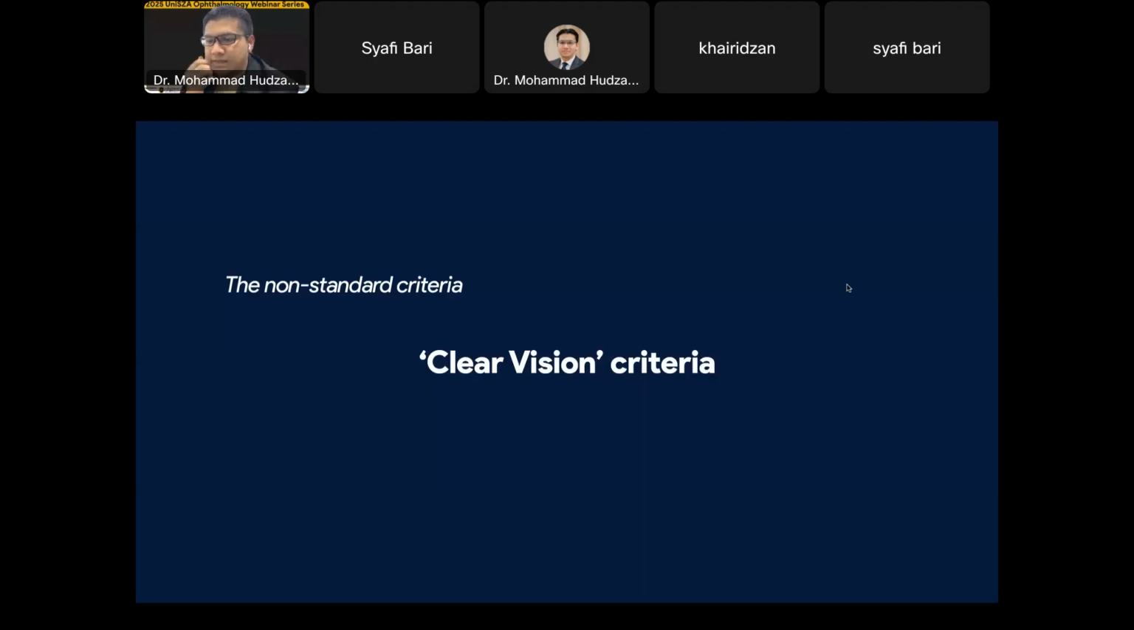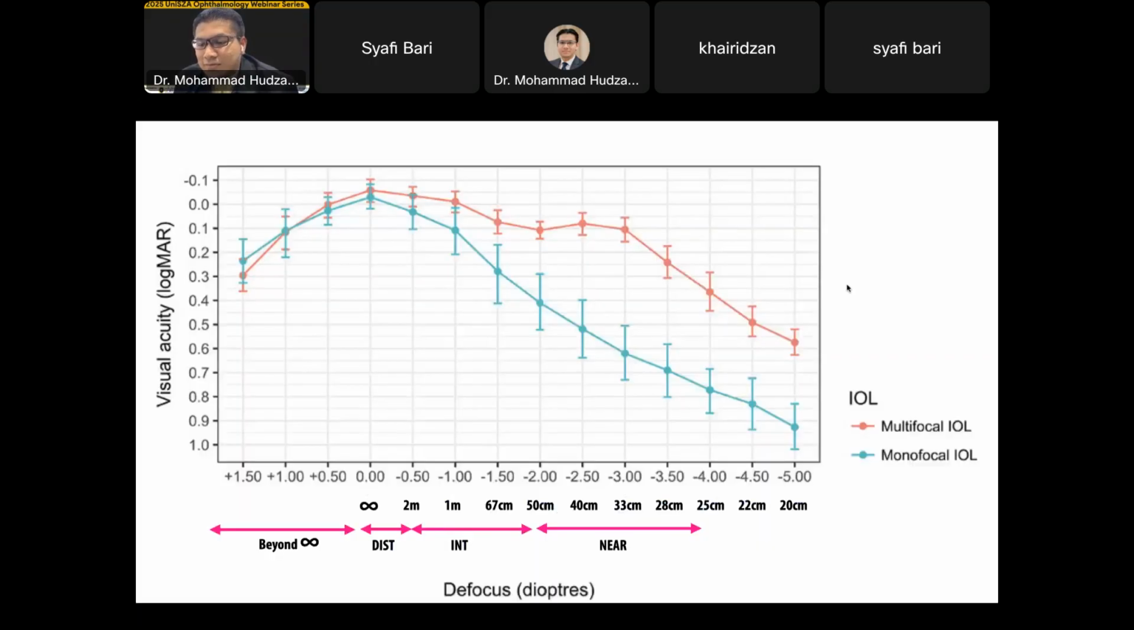Now, there is an issue with it. Why? Because the criterion of clear vision is not standardized. Different brands will provide different criteria for clear vision. Let's have a look. For example, in this case, you can see this plot comparing a multifocal IOL and a monofocal IOL. If we look at the y-axis, we can understand it is representing the range of vision based on progressive minus lens defocus. The y-axis is the visual acuity based on logMAR.